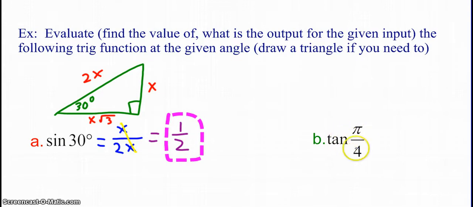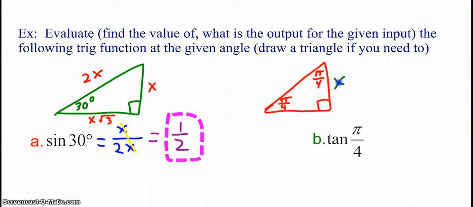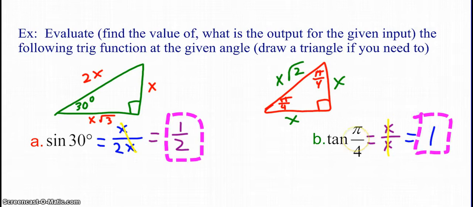I can do the same thing here, the tangent of pi fourths. Well, what is pi fourths? I'm not used to dealing with triangles in terms of radians, but I can. I remember that pi fourths is actually 45 degrees. So I can draw a 45, 45, 90 triangle, or a pi fourths, pi halves triangle, and I can label my sides x, x, x root 2. It doesn't matter which one I pick because they're both pi fourths. Tangent is opposite over adjacent. Those reduce, and I get 1. So the tangent of pi fourths is 1.